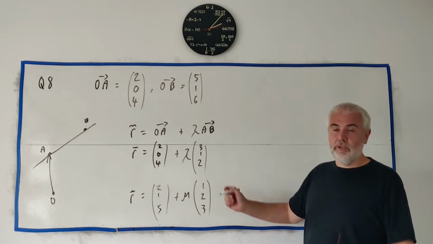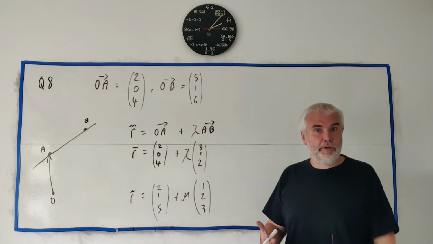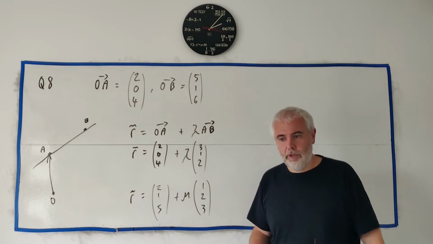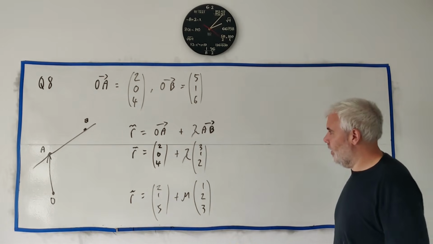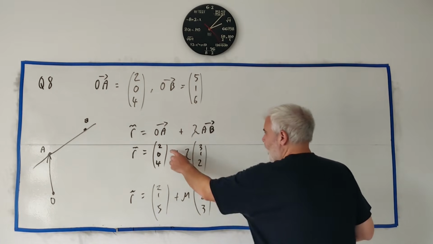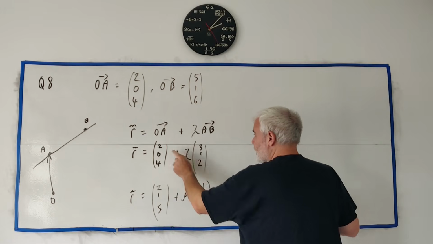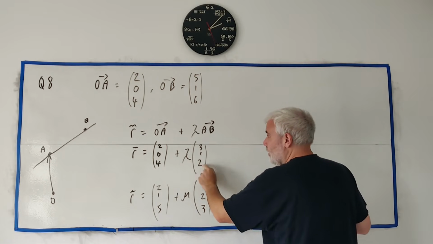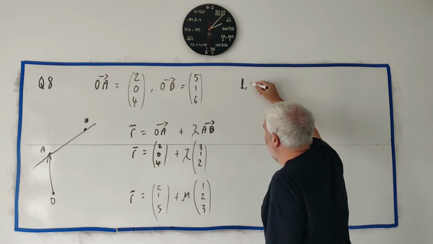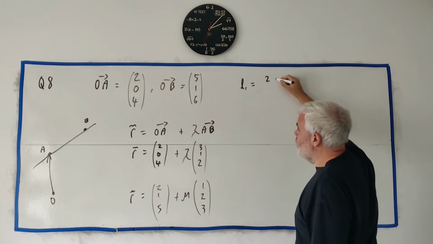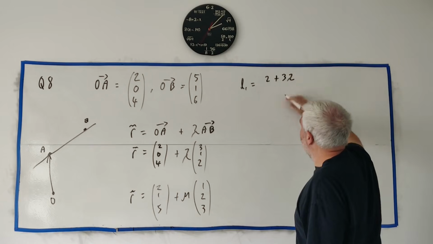Now, if we put these equal to each other, in this case, we're going to find a problem. And finding that problem means they don't intersect. Hopefully, it'll be quite clear what I mean here. First of all, we can add these together. Lambda just multiplies everything in here. I call this first one L1. This just becomes 2 plus 3 lambda.